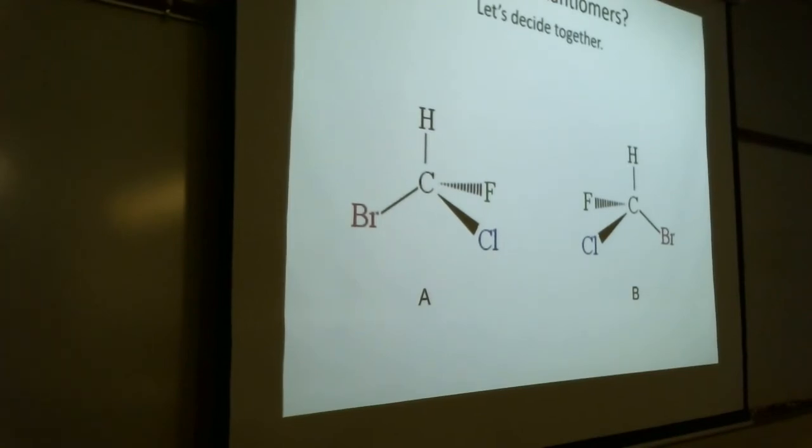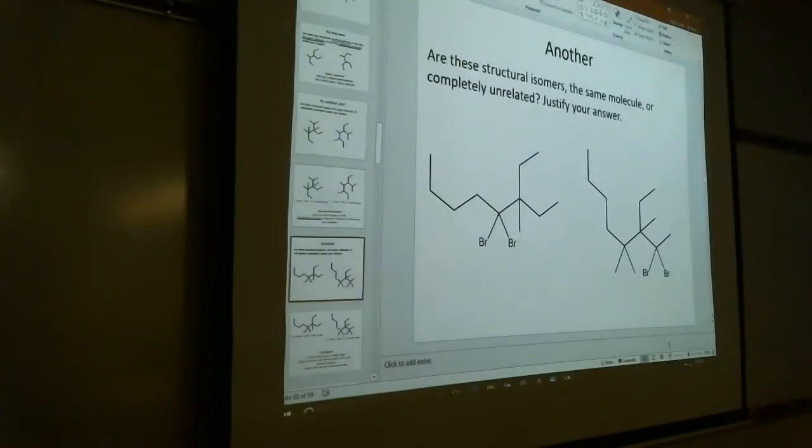So looking at these two, let's decide if they are enantiomers. Is there a mirror image relationship here? Yeah, but if I flip A, if I put A on top of B, will it line up? No, it won't. So that's as far as we're going to get into enantiomers in this class. Basically, we're just going to look at identifying them and talking about them.